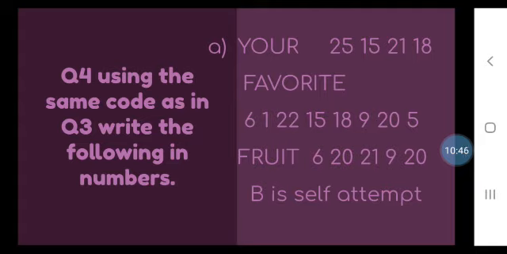F stands for 6, A stands for 1, V stands for 22, O for 15, R for 18, I for 9, T for 20, and E for 5. And the fruit, F stands for 6, R for 18, U for 21, I for 9, and T for 20. So this is your numeric code for the message. B you can do on your own, and we finish our patterns work here for today. The remaining 2 exercises we'll do today, and our syllabus will be completed. Thank you, children.